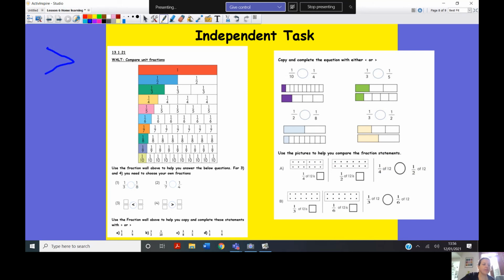Greater than, less than. Remember, with less than, the smaller number always goes first, and with greater than, the larger number always goes first. That's a simple way to remember it. I hope you're not going to forget it.